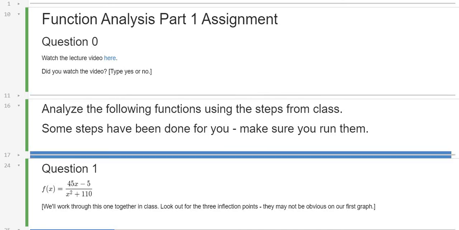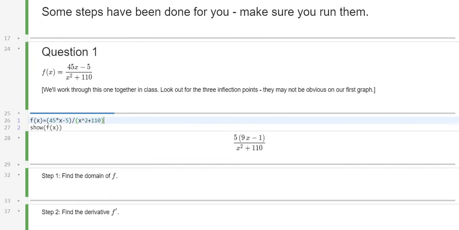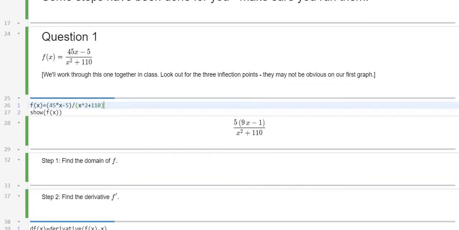I've already filled in some of the information. Make sure you run these things that are already filled in. You're going to need them in other parts. So first thing, as we move to question 1, we're trying to analyze this function, looking at all the different ones. We're not going to work together in class. We're going to work on it in this video.